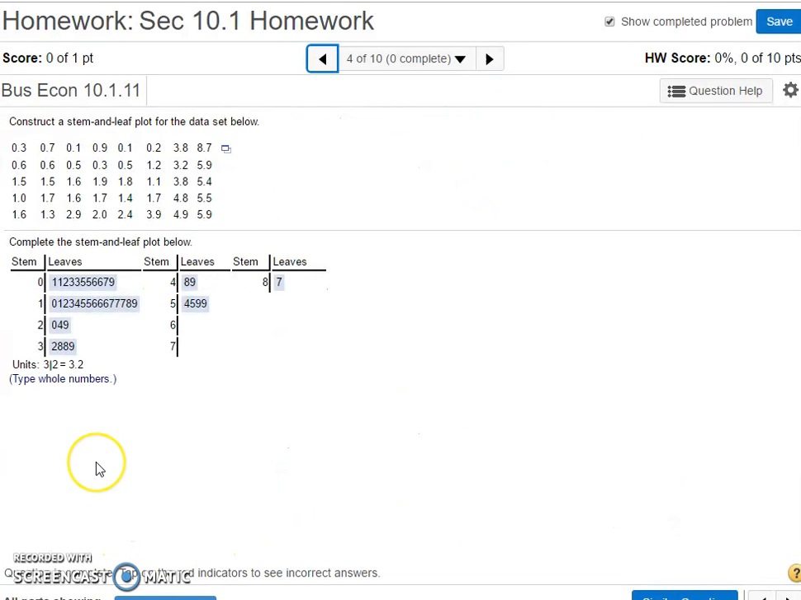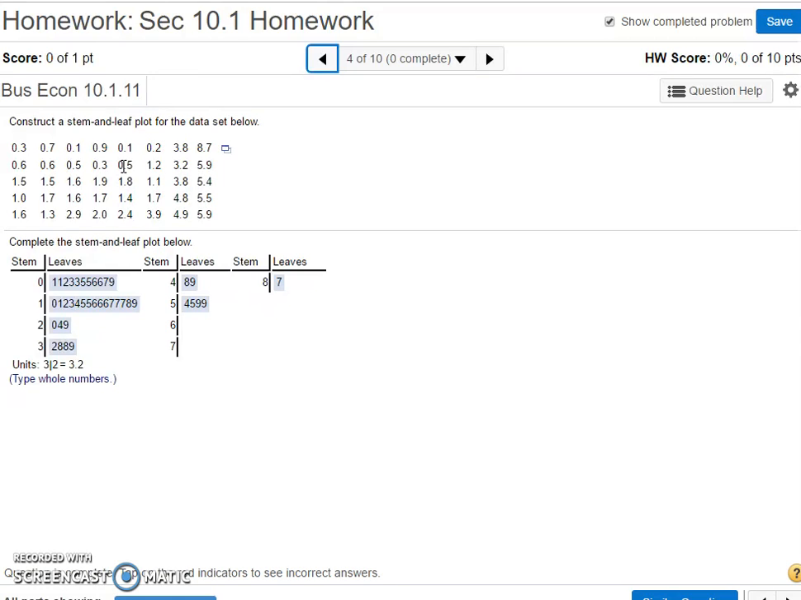For my stem and leaf plots, this is representing how the data looks, but you're only using 2 of the digits. You always want to look down here at the units. The units say 3|2 equals 3.2. So what I'm going to look for here is that this 0 is going to represent anyone who starts with a 0 decimal point on up here. The leaves have to go in numerical order. So I need to represent 0.3, 0.7, 0.1, 0.9, 0.1, 0.2, 0.6, 0.6, 0.5, 0.3, and 0.5 again.